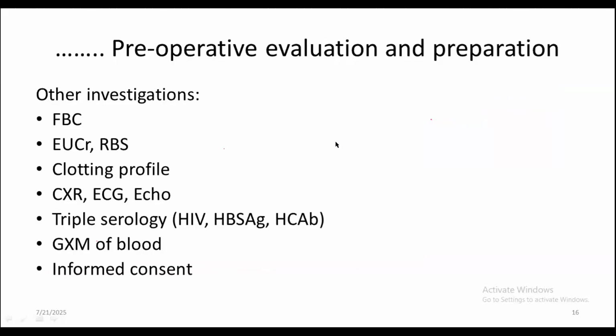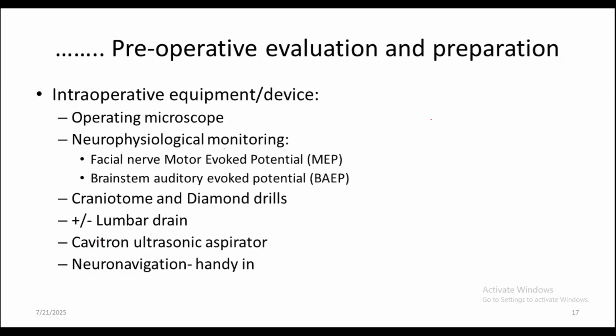Other investigations that are necessary are baseline investigations in preparation for surgery: full blood count, differential, urea, electrolytes, random blood sugar, clotting profile, chest X-ray, ECG, echo where indicated, triple serology, grouping and cross-matching, and then informed consent. In the informed consent, it is necessary to discuss with the patient the possible complications that may occur, especially neural complications and a cranial nerve 7 palsy, which may occur even in patients that have intact facial nerve function.